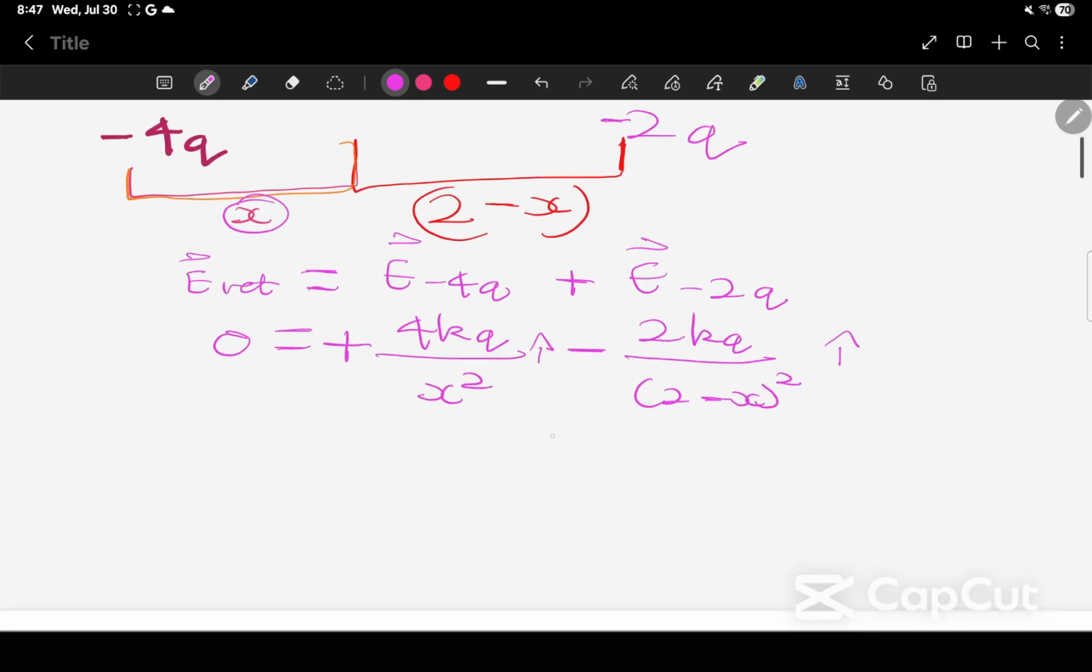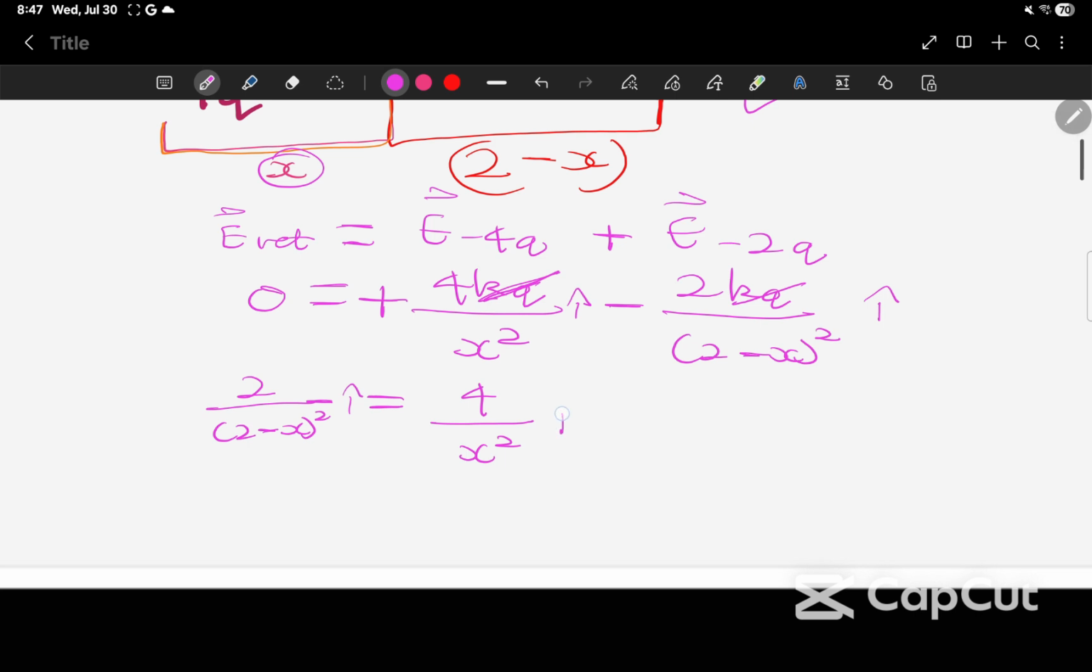Now I'll move this fraction to the other side, but before that I'm going to cancel out like terms. k and q cancel because they're constant and they're the same. And then I'll move this guy onto the other side. So it's going to be 2 over 2 minus x squared, which is equal to 4 over x squared.